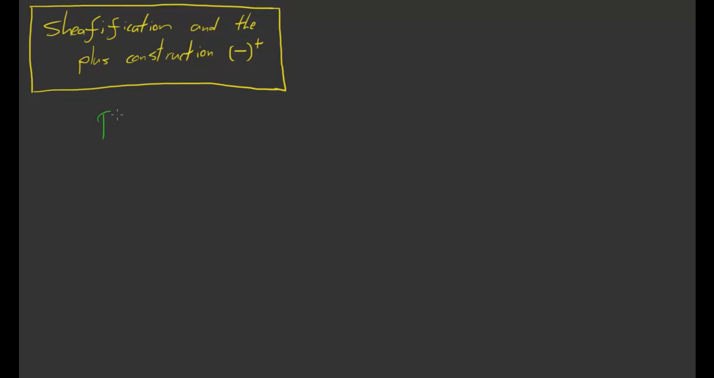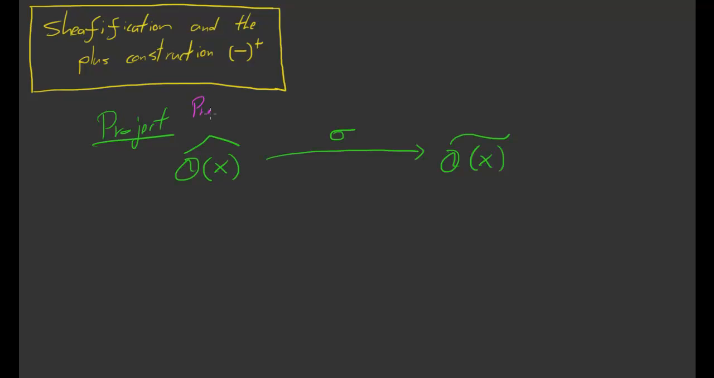Okay, so what's the project of sheafification? What are we trying to do? In general, we start out with the category of pre-sheaves on a topological space X, and we want to come up with a functor into the category of sheaves on X. Maybe we'll call this functor sigma. So we want a functor from the category of pre-sheaves into the category of sheaves.